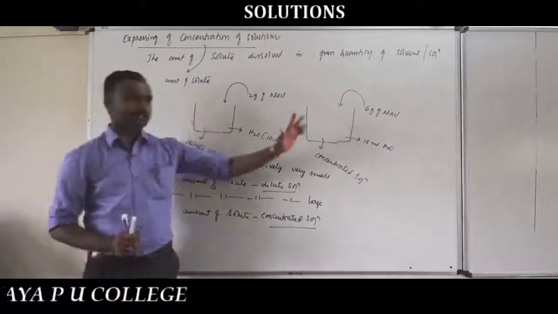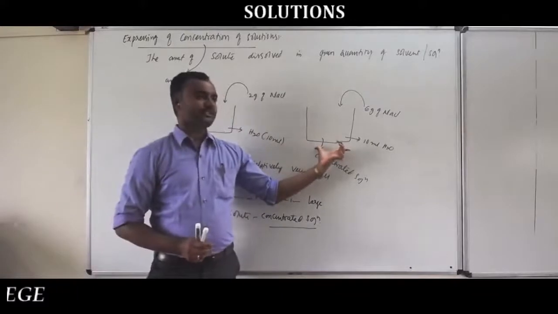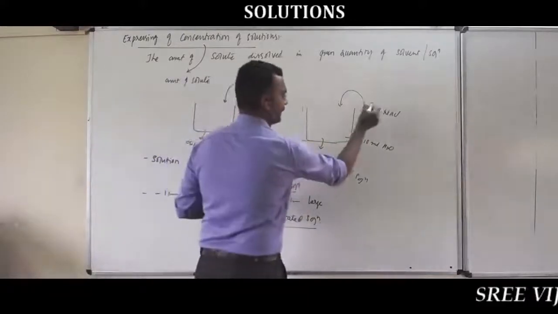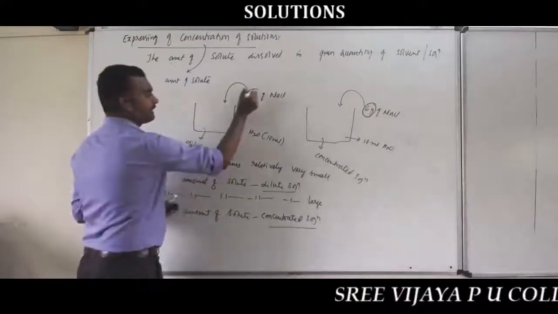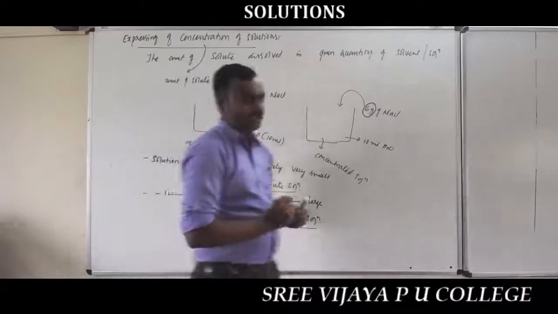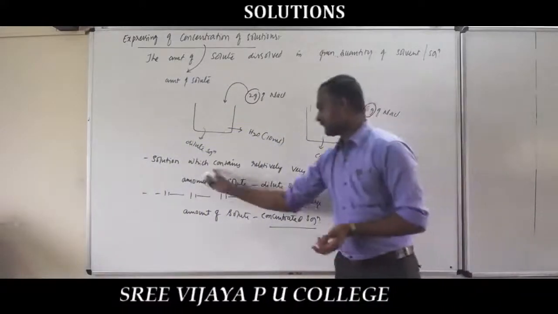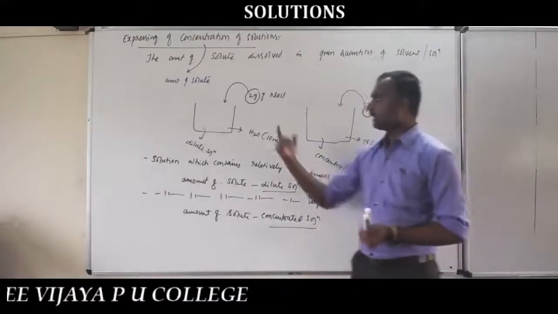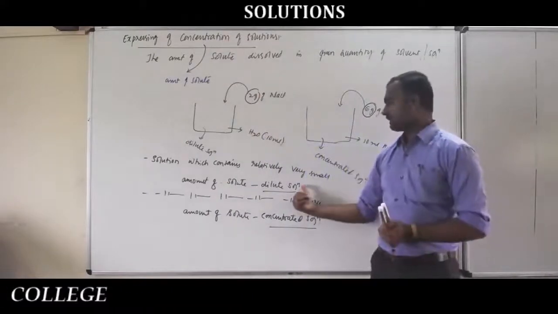In the example, this is taken as a dilute solution compared to this one, and this is a more concentrated solution compared to this one, because the amount of solute dissolved is very large, for example 2 gram of NaCl in 10 ml of water. So what is the meaning of dilute solution? A solution which contains relatively very small amount of solute. Based on the amount of solute, we call it concentration. So that is taken as a dilute solution.